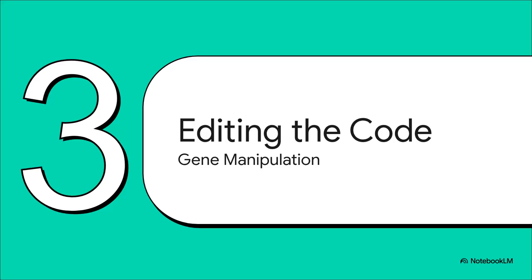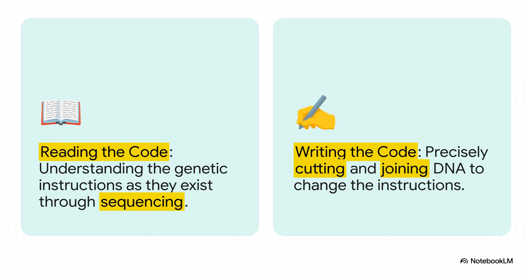Reading the code was absolutely revolutionary. But the next leap, well, that was even bigger. Learning how to actually edit it. This is the huge difference between being a passive reader and becoming an active editor. Sequencing let us read the book of life.